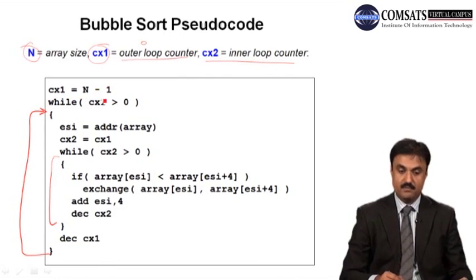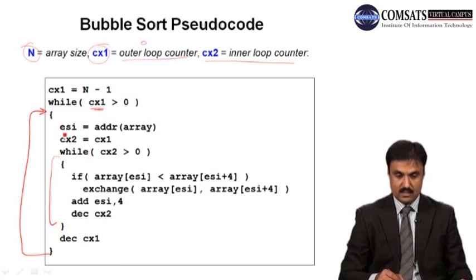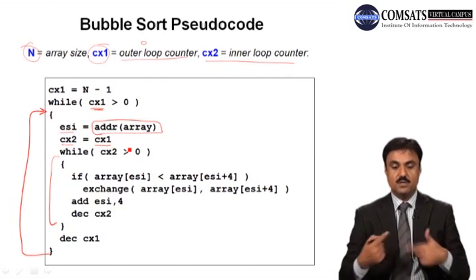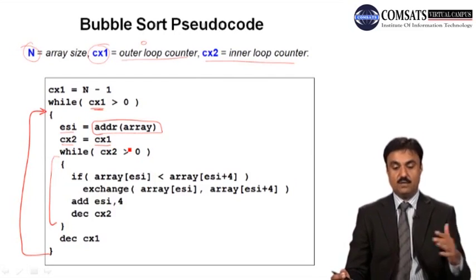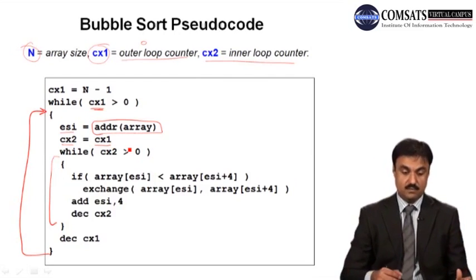Initially we are starting. How many comparisons do we need? So we are starting while Cx1 is greater than 0. If it is greater than 0, then what we have to do? ESI is equal to the address of the array. So Cx2 is equal to Cx1. So we have to continue these passes until Cx becomes 0.